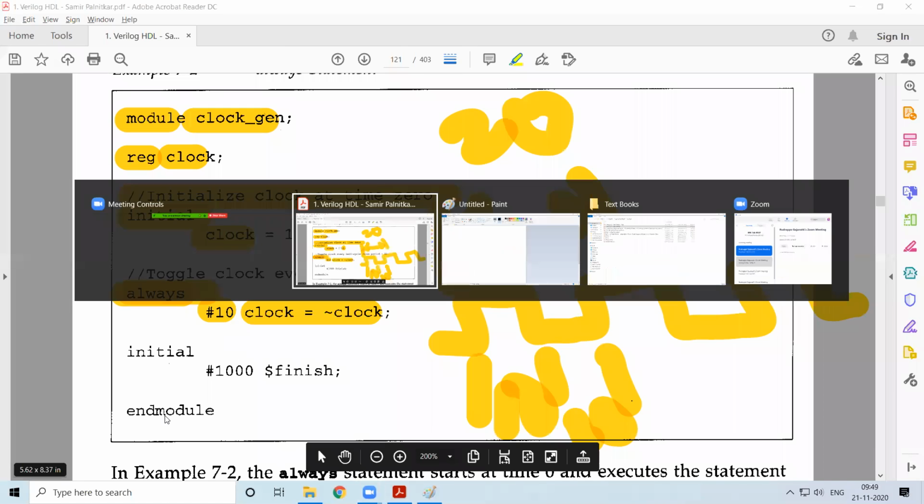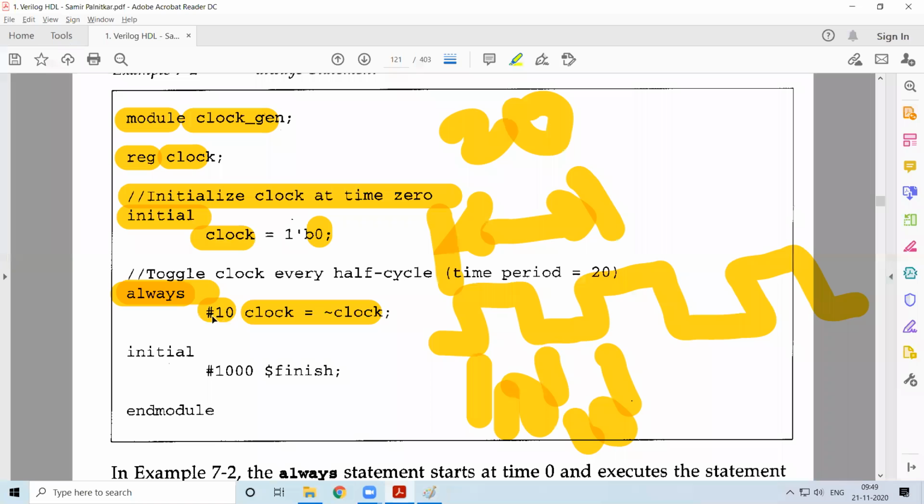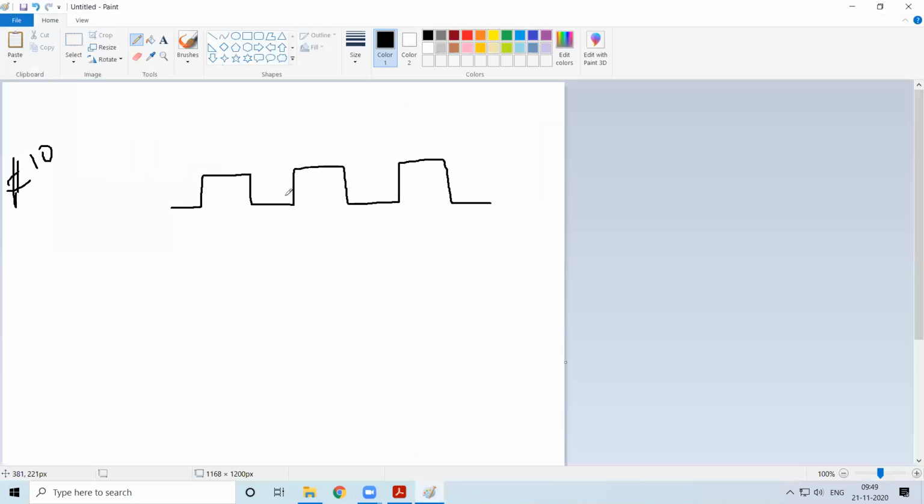So if I come back to this case, if the previous clock value was 0, then next it should be 1. Again, if this is 1, next it should be 0, and this should continue. This is happening after every 10 units of delay, because we have hash 10 over here. After every 10 time units, there will be a change in the clock. So this is your clock signal. If it was 0 here, after 10 time units it is 1, after 10 time units again it is 0, after 10 time units again it is 1, and it will continue.